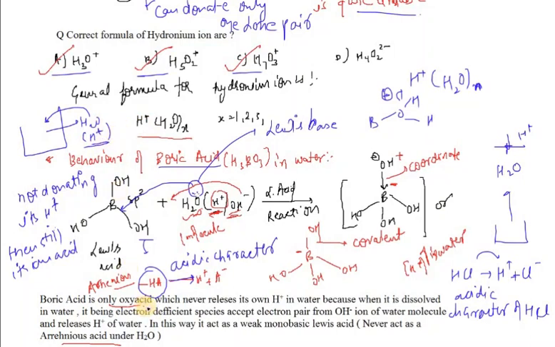So boric acid is an oxygen acid that will never release its own H plus in water, because when it dissolves in water, being an electron deficient species, it accepts an electron pair from the OH minus ion of a water molecule and releases H plus in water. That's why it acts as a monobasic Lewis acid. It never acts as an Arrhenius acid in H2O.